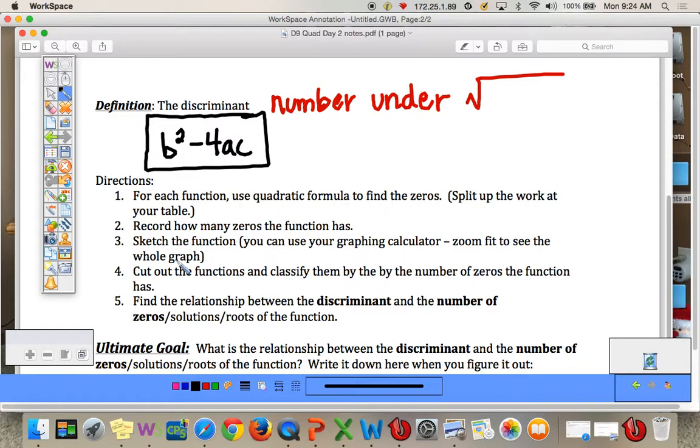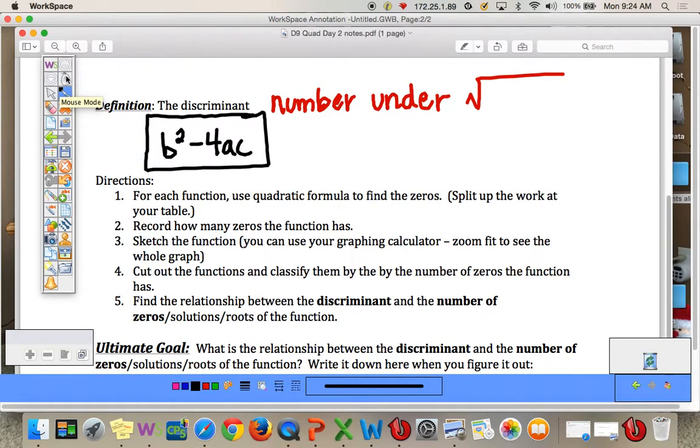So we'll do an investigation in class. Here it is. For each function, use the quadratic formula to practice to find the zero. Split up the work at your table. Record how many zeros the function has. Sketch the function. You can use your graphing calculator. Use Zoom Fit to see the whole graph. Cut out the functions and classify them by the number of zeros the function has. Find the relationship between the discriminant, this part right here, and the number of zeros that your graph has.